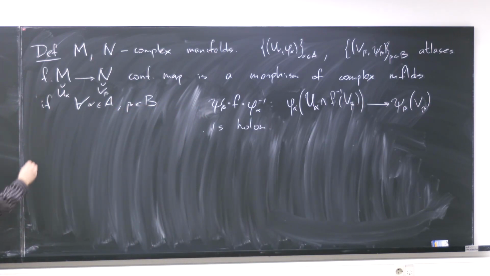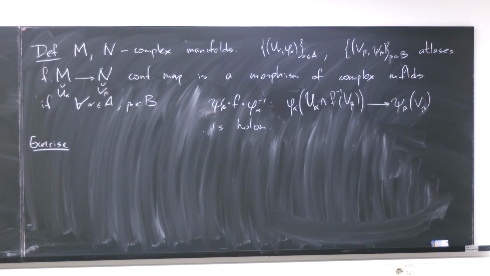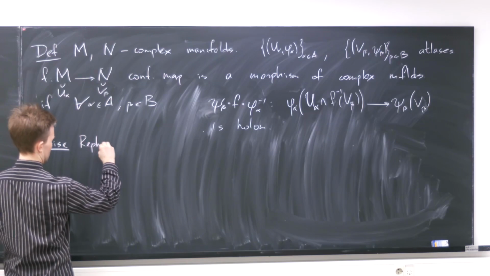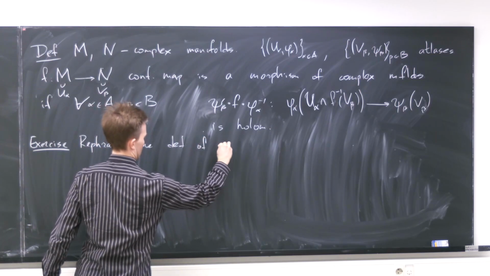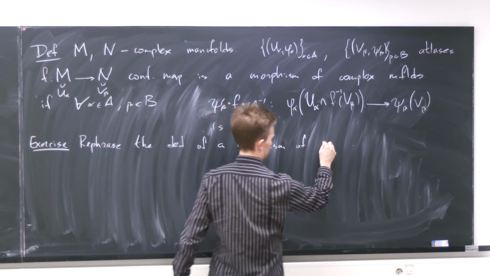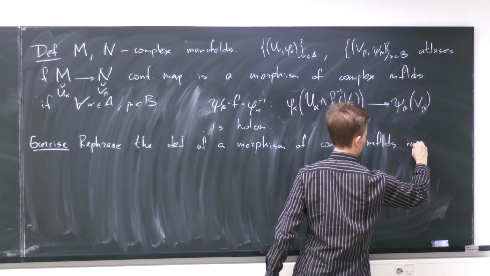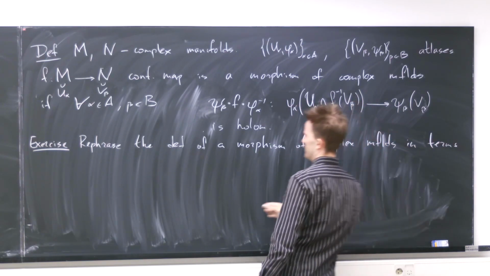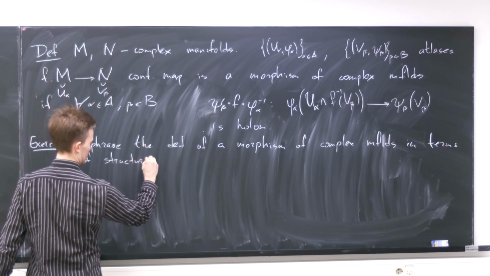Okay, so as an exercise, you can rephrase the definition of a morphism of complex manifolds in terms of structure sheaves, that is, how to phrase that a continuous map is a morphism of complex manifolds in terms of the structure sheaves.